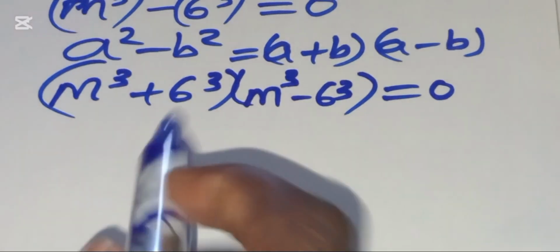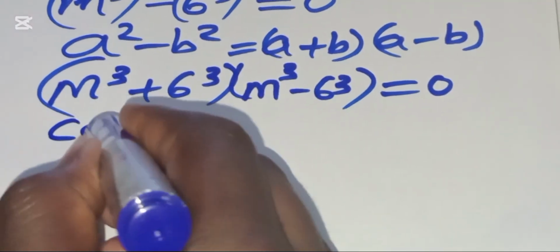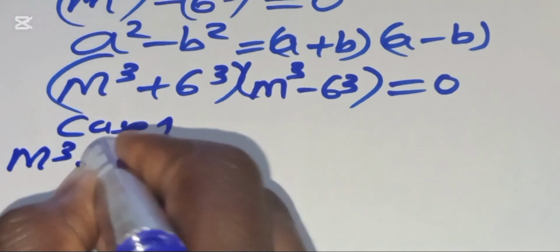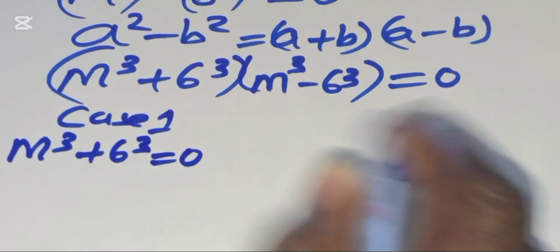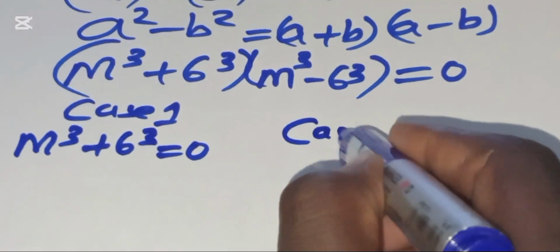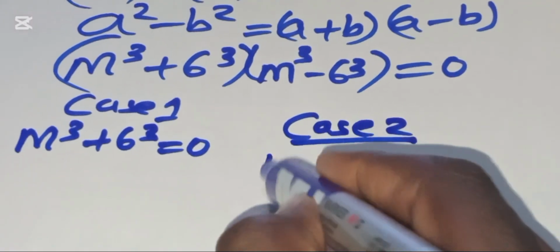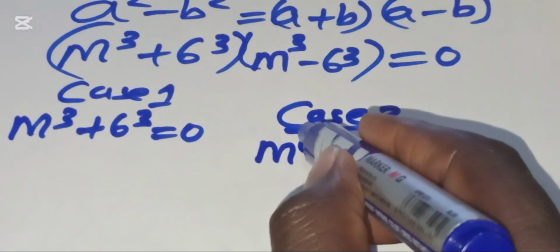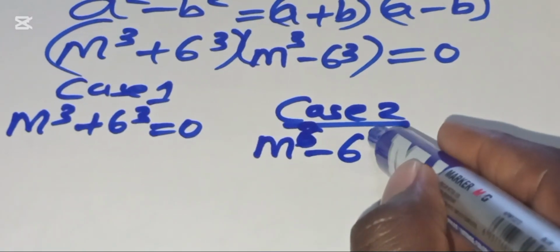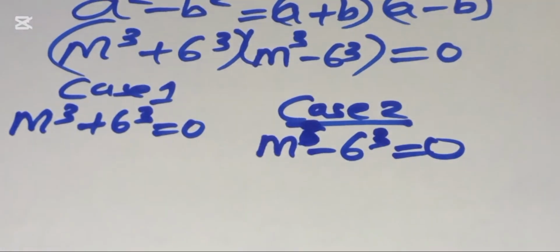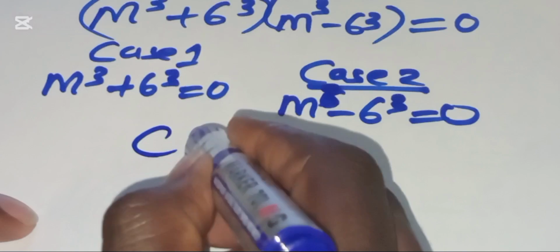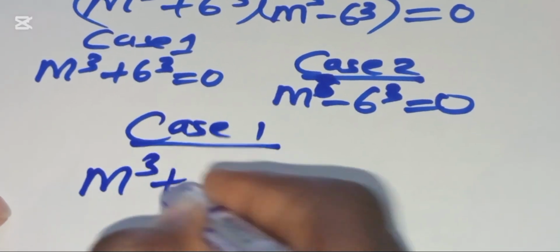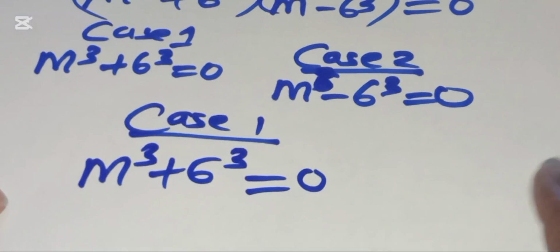Now, that means that we have two cases here. We have the first case, case 1, which is m cubed plus 6 cubed equal to 0. And we have case 2, which is m to power 3 minus 6 to power 3 equal to 0. Now, from case 1, which is m to power 3 plus 6 to power 3 equal to 0.